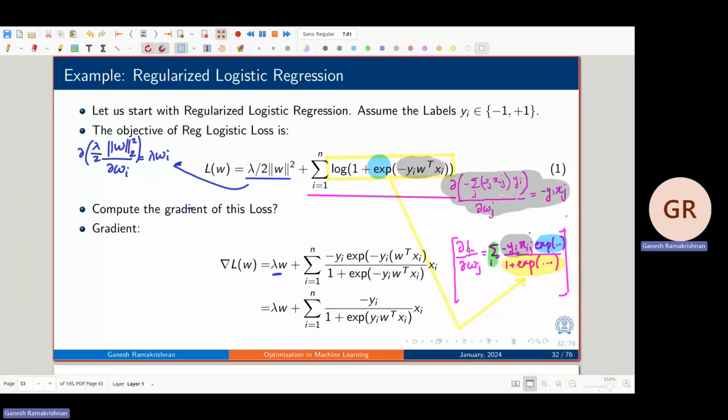But then what happens to the log of 1 plus something? Chain rule, right? You'll have 1 upon 1 plus exp. So this seems to be okay with everyone. Derivation of the gradient for regularized logistic regression.